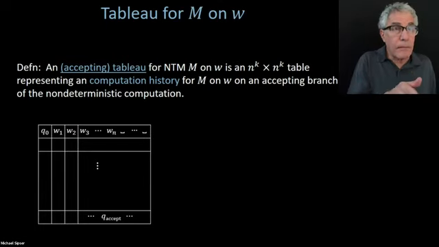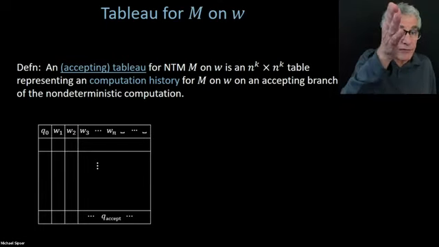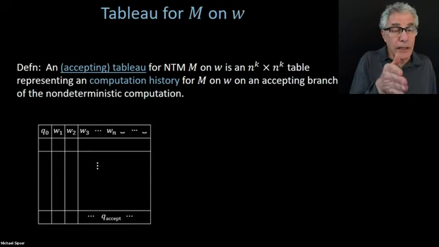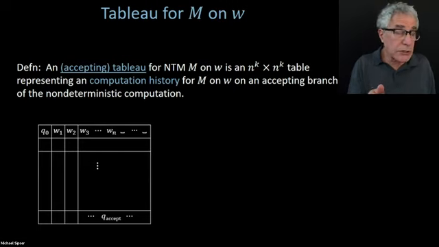So if M accepts W, it's got to have some accepting branch, and the tableau is going to be the sequence of configurations that the machine goes through on that accepting branch. If there are several accepting branches, there will be several tableaus. There's going to be one tableau for each accepting branch of the machine's computation on W. If the machine does not accept W, there won't be any tableaus.